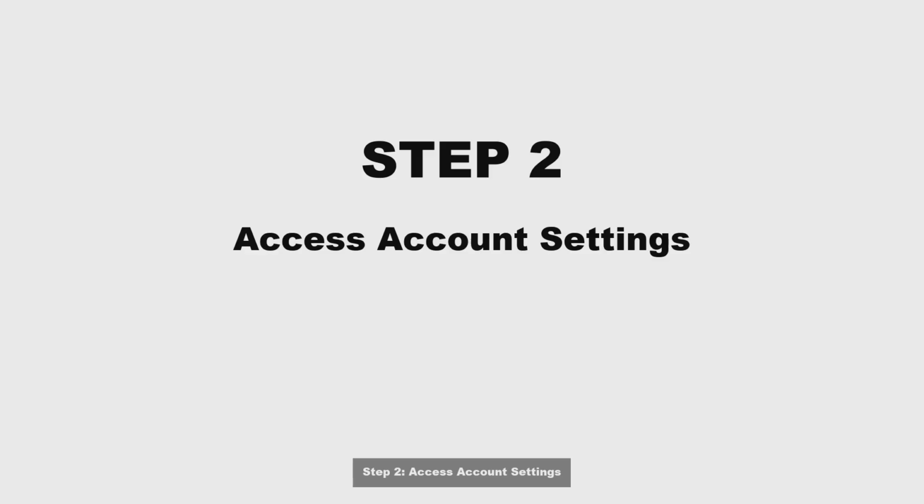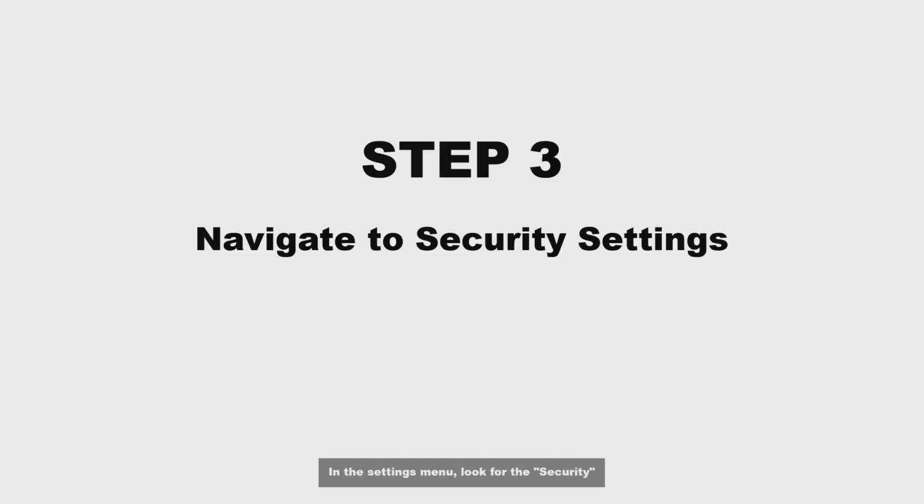Step 2. Access account settings. Once logged in, click on your profile picture in the upper right corner. From the drop-down menu, select Settings to access your account settings. Step 3. Navigate to Security Settings. In the Settings menu, look for the Security tab on the left sidebar. Click on it to view your current security settings.